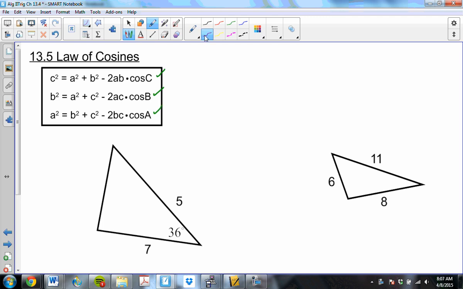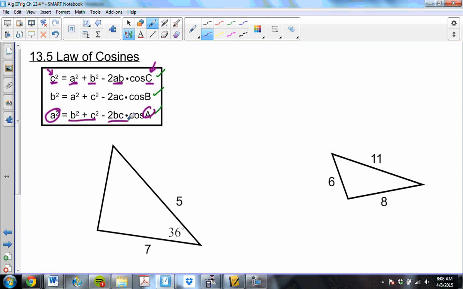Notice, and this matters every time, whatever letter is being squared out here has the same angle here. So if you have a C squared here, you have a cosine of angle C over here. And the stuff in the middle is always the same. If you have an AB here, you have an AB here. So here we had A's on the outside, so we have B's and C's on the inside.